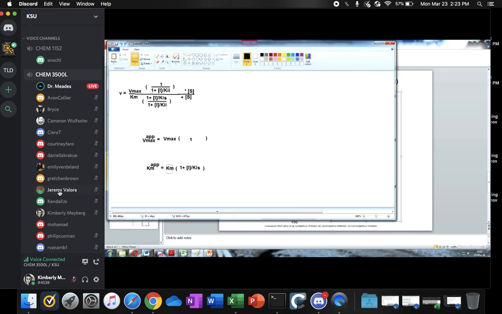I'll divide both sides by Km. This actually works better than a whiteboard because I can move things around. Everybody with me so far on the algebra? So these parentheses become unnecessary. Maybe get rid of the 1. And then I would subtract 1 from both sides, minus 1. Divide by I.